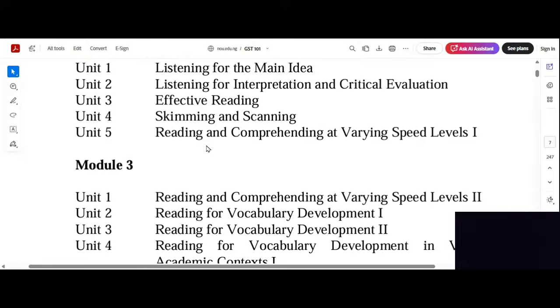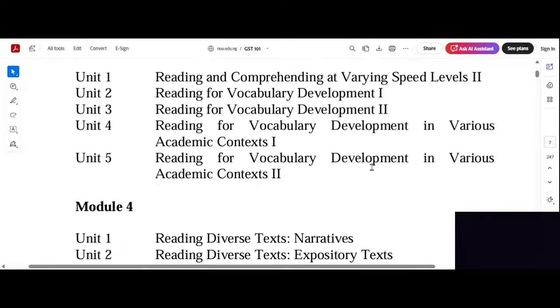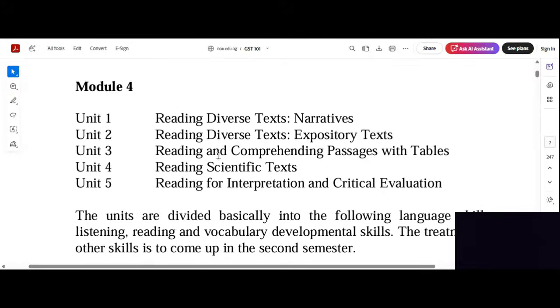Now, in module 3, we'll talk about reading and comprehending at varying speed levels, part 2, and reading for vocabulary development, parts 1 and 2, and then reading for vocabulary development in various academic contexts, again in various academic contexts, but this time around, part 2. The last thing we'll do in the material is to talk about reading diverse text. We'll talk about narrative text, expository text, then reading and comprehending passages with tables, reading scientific text, and then reading for interpretation and critical evaluation.